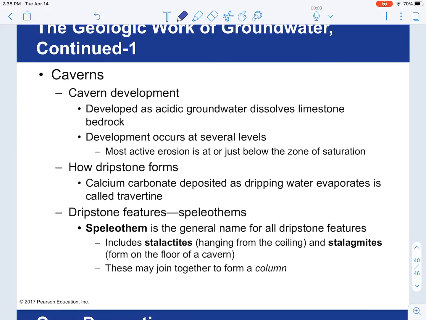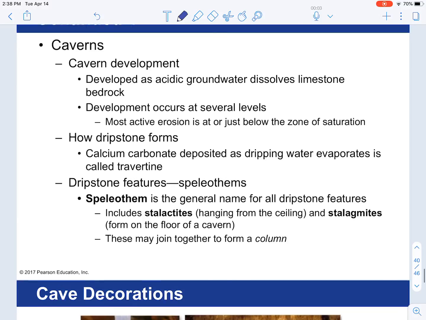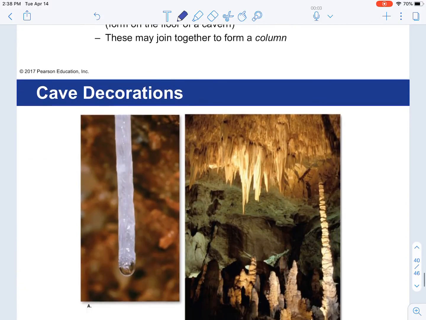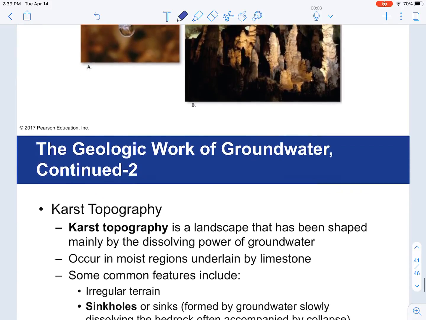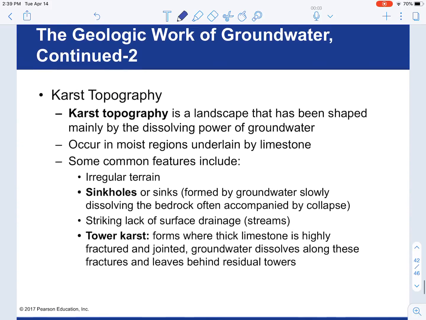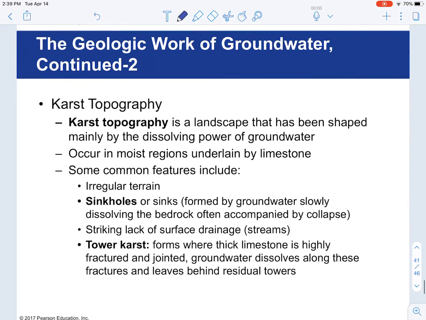And these caverns develop as groundwater dissolves limestone and recrystallizes deposits of calcium carbonate in the form of something we call stalactites and stalagmites that look like this. So we can thank groundwater for the creation of these beautiful landforms. And also a terrain that's unlike any other.